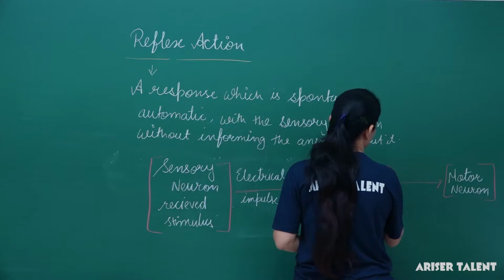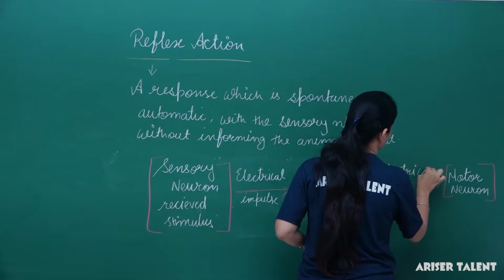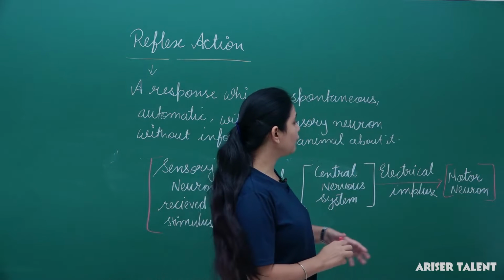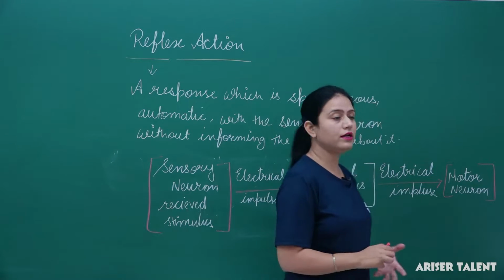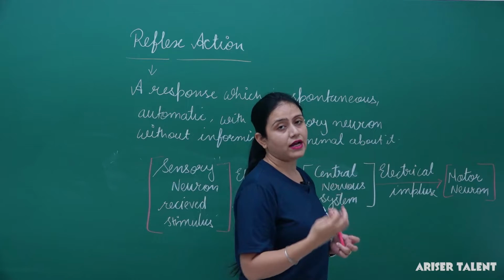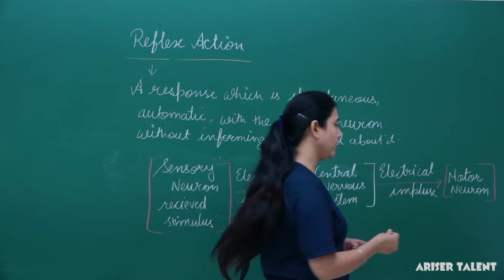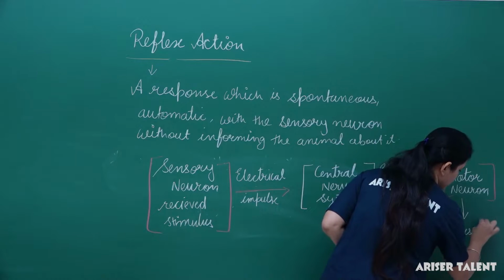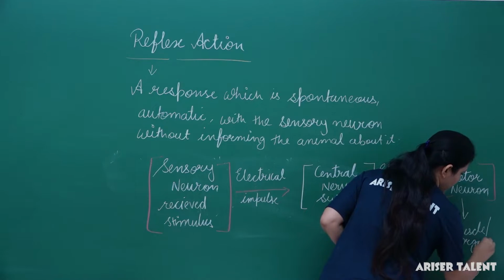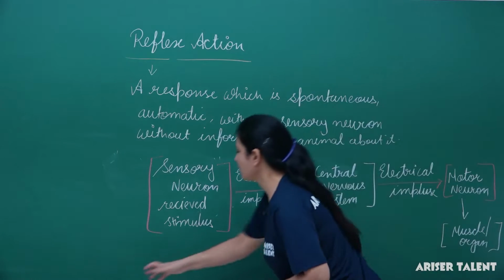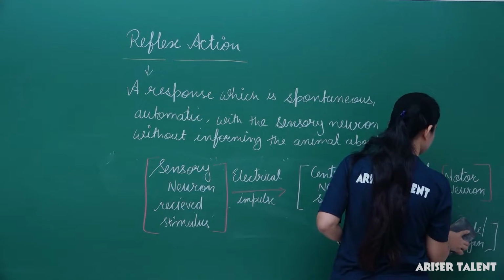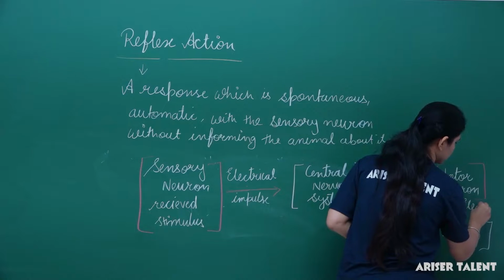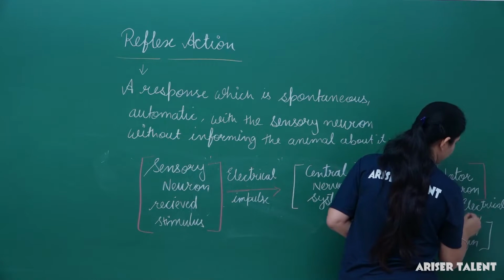What is passing? It passes in the form of an electrical impulse. The stimulus passes in the form of an electrical impulse. Now from the motor neuron it passes to the muscle or gland, or we must say it passes to the effector. The effector is that particular organ. So I must mention here it goes to the muscle, organ or tissue.